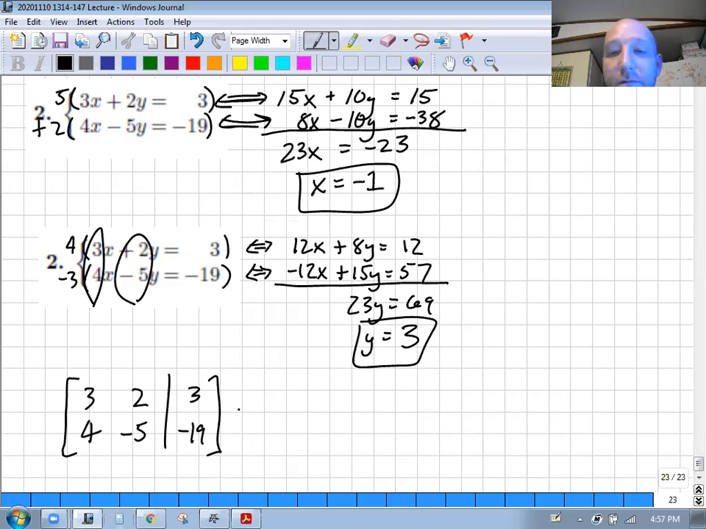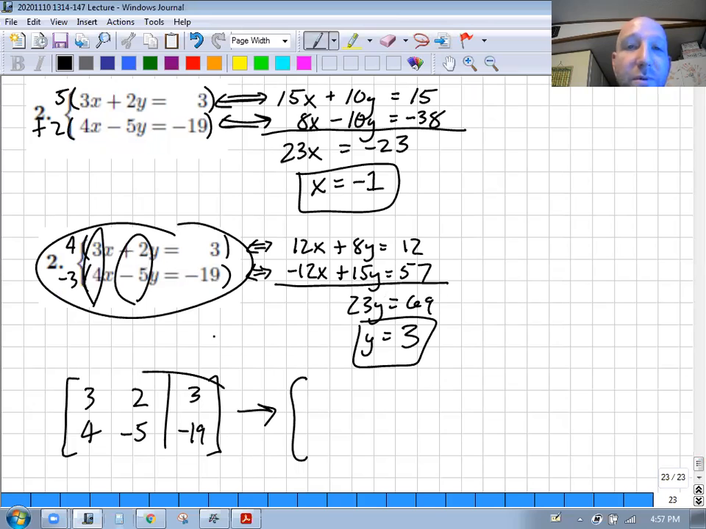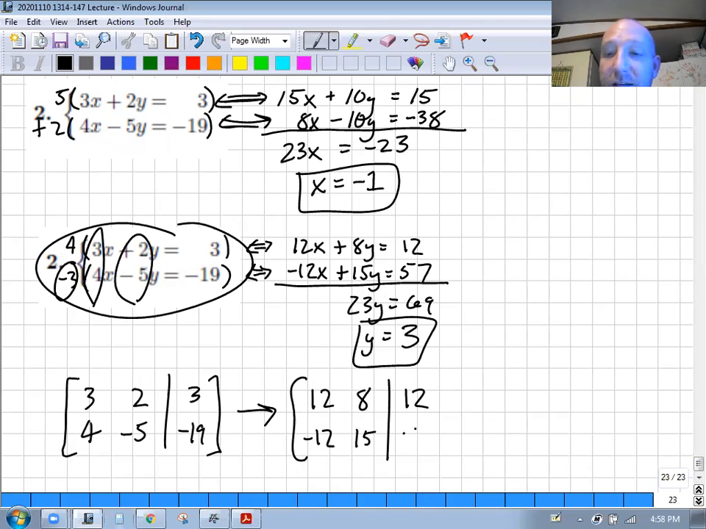So what we did up here, in this method, we multiplied the first equation by 4. So if we multiply this row by 4, we got a 12, 8, 12. And then we multiplied this one through by a negative 3. So it gave us a negative 12, 15, 57.